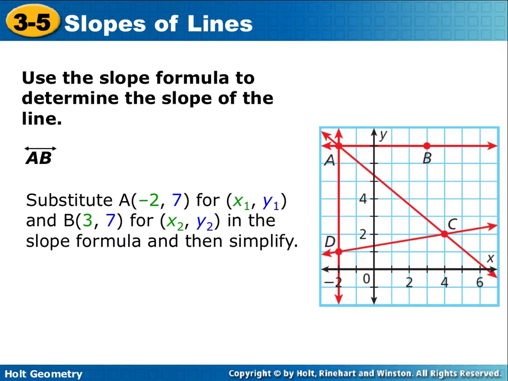So what kind of a line was that? When you look on the graph, what would you describe AB as? It's going flat this way. Don't say it's straight. All lines are straight.